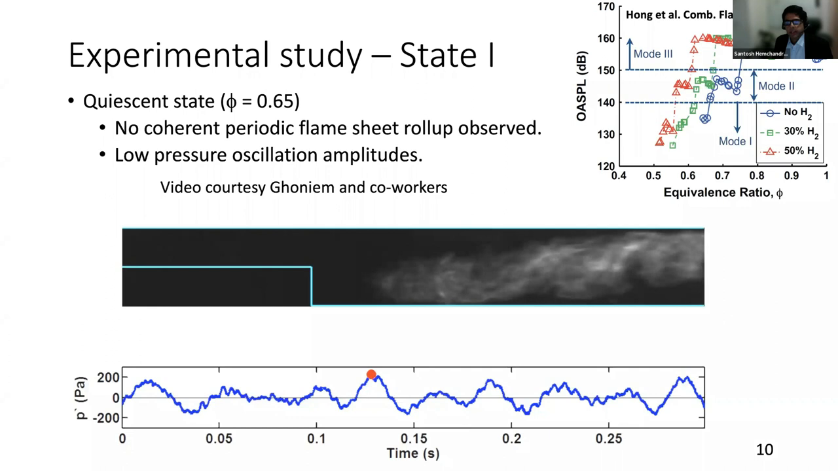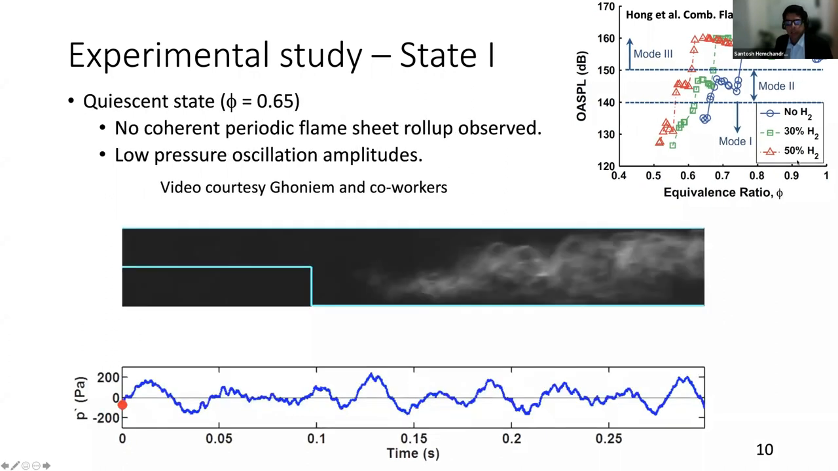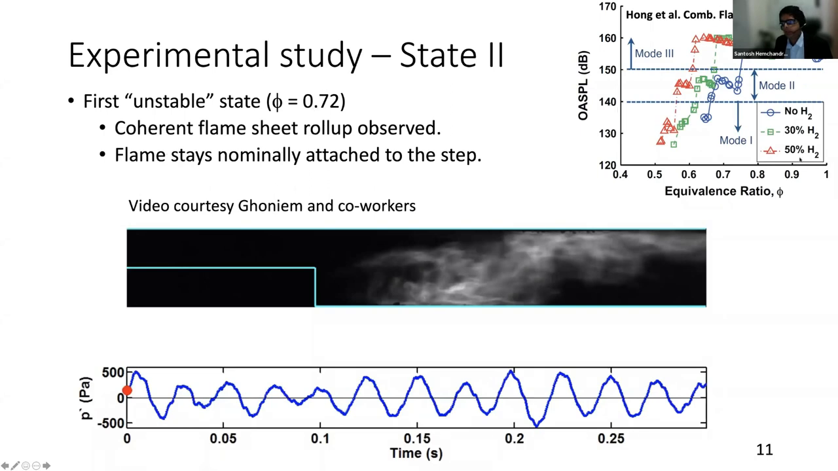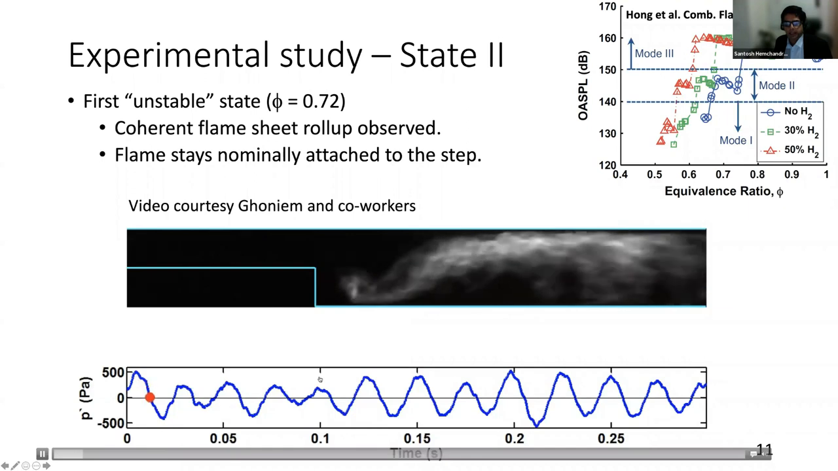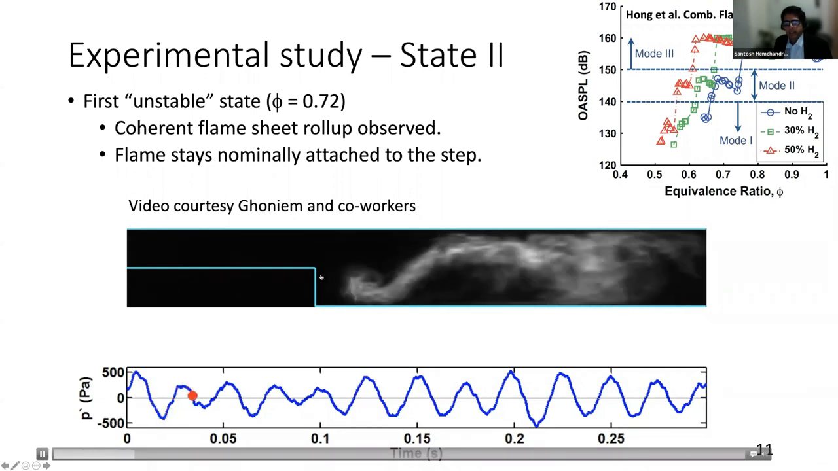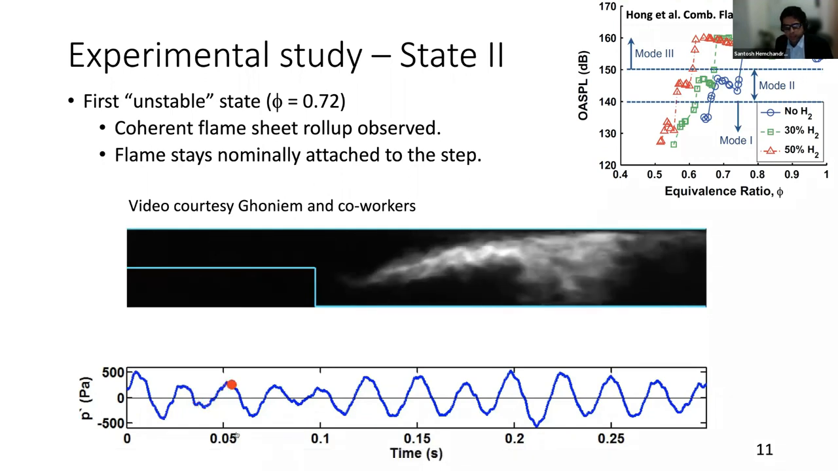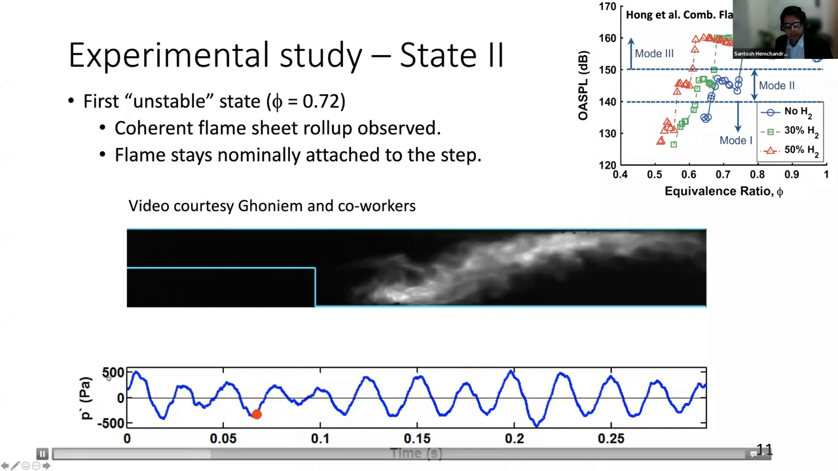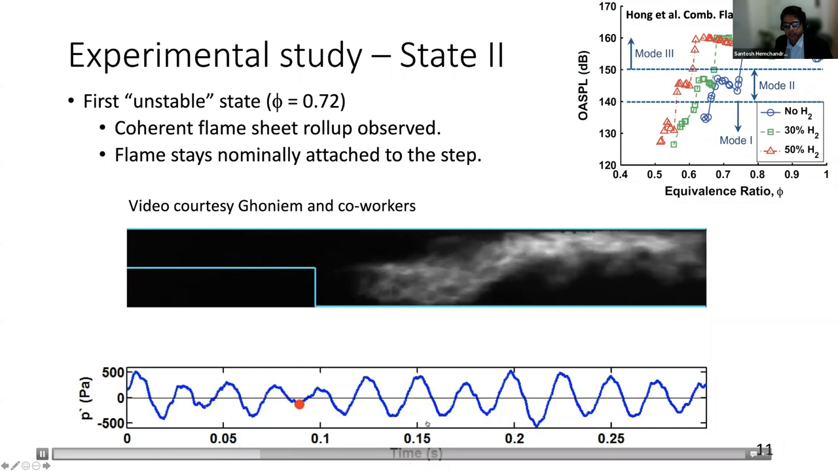Okay. Now moving on, if we go to the next state, this is at phi equals 0.72. So we're talking about somewhere around this peak instability around here. And here you see that the flame essentially rolls up around vortices that are shed from the step, but it never detaches from the step. It always stays attached. And you can see here that the amplitude of the pressure oscillation has increased, and you have more periodic behavior.